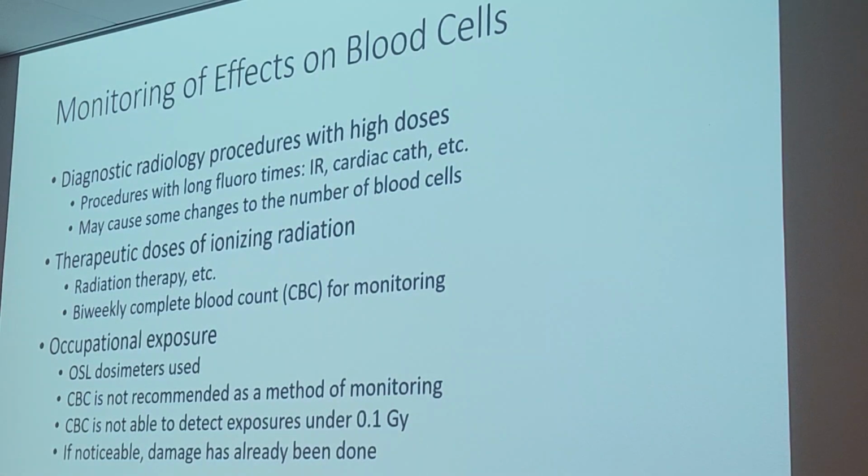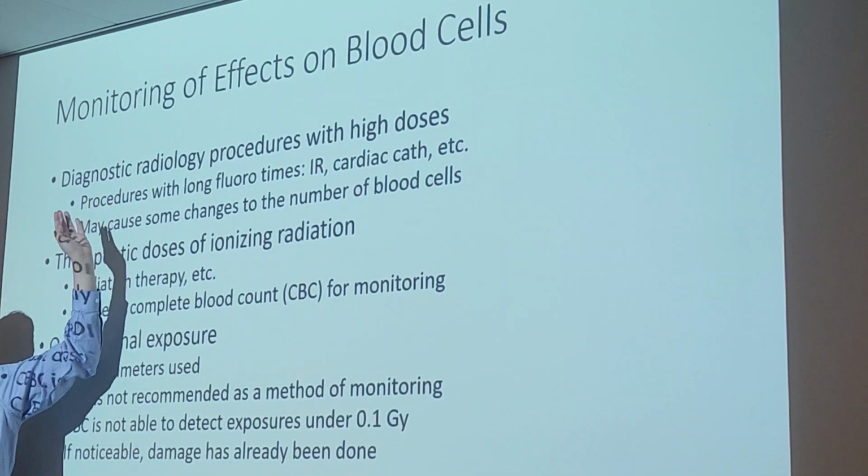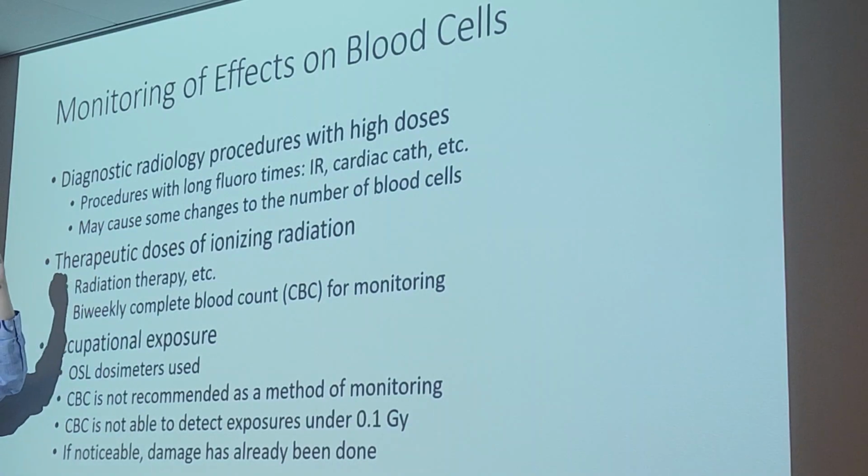We monitor effects on blood cells when we expect high doses of radiation to a person. So, if a patient undergoes a procedure with long fluoro times, right? Like IR, cardiac cath, something like that. We may see some small changes to the number of blood cells, just because the doses in fluoro end up being high when you have really large amounts of fluoro happening.